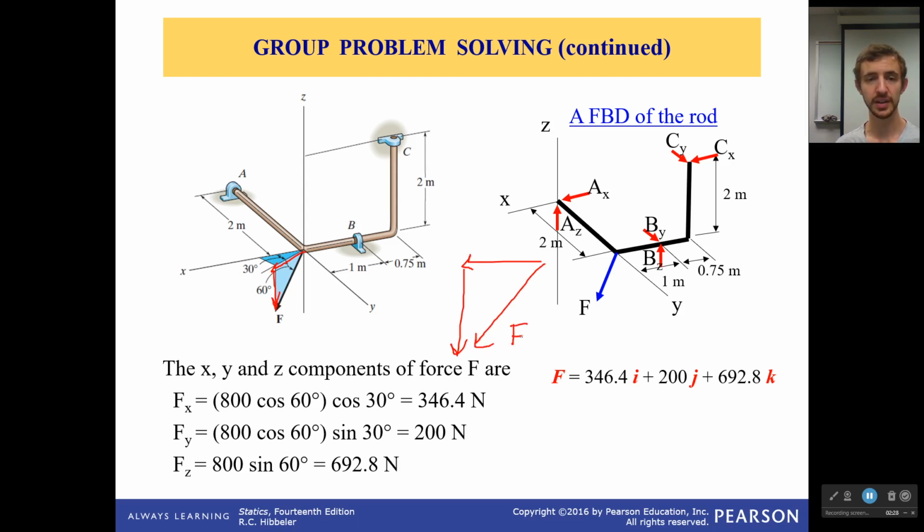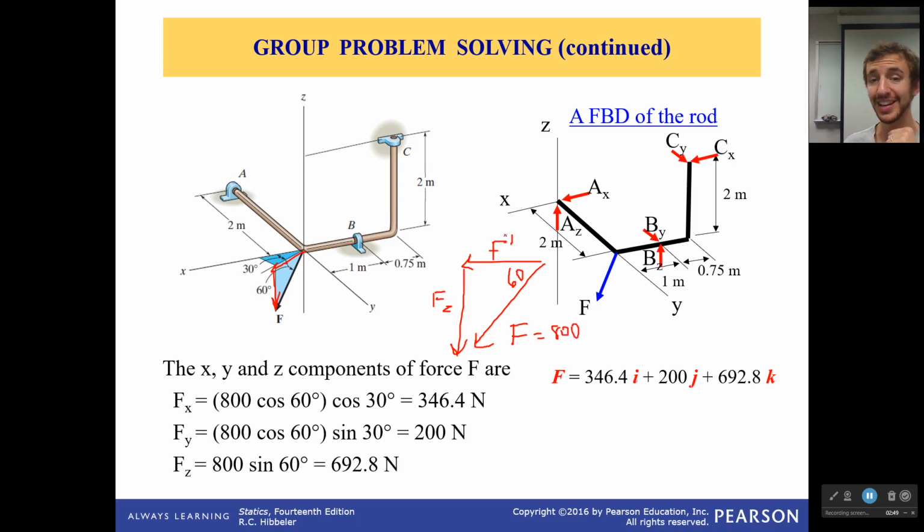So I know right here that this is F and that this is 60 degrees. I have to name everything. Well, this one right here points in the Z direction, so this would be FZ. And this one right here doesn't point in the X or the Y direction, it points in both, so we call it F prime. So we know that F is equal to 800.